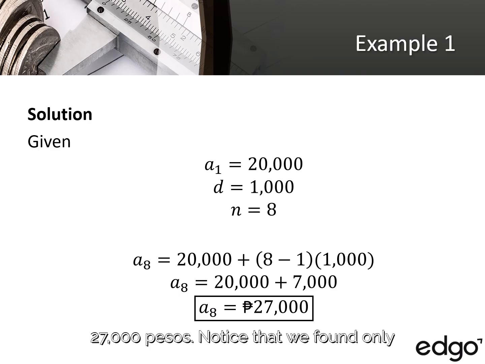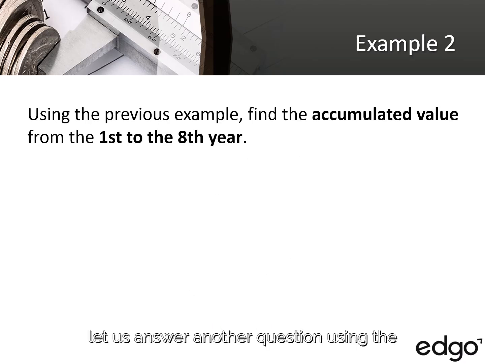Notice that we found only one value, so the sequence formula was the correct formula to use. Now let us answer another question using the same information. This time, find the accumulated value from the 1st year to the 8th year. Notice that the question did not ask for the value during the 8th year. Instead, it asks for the accumulated value from year 1 to year 8. This means we are adding the values from every year.